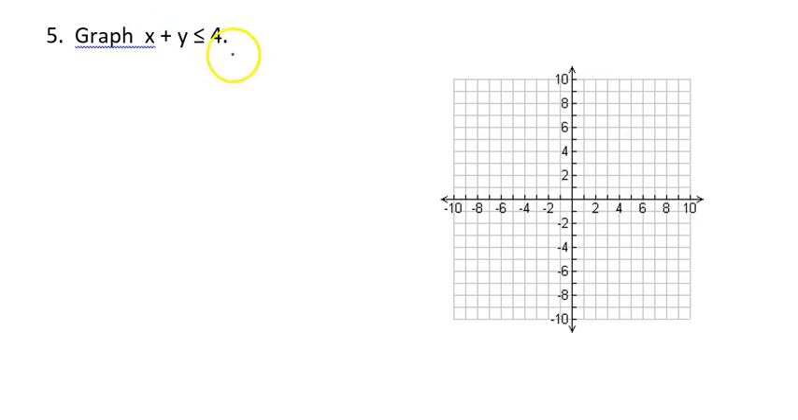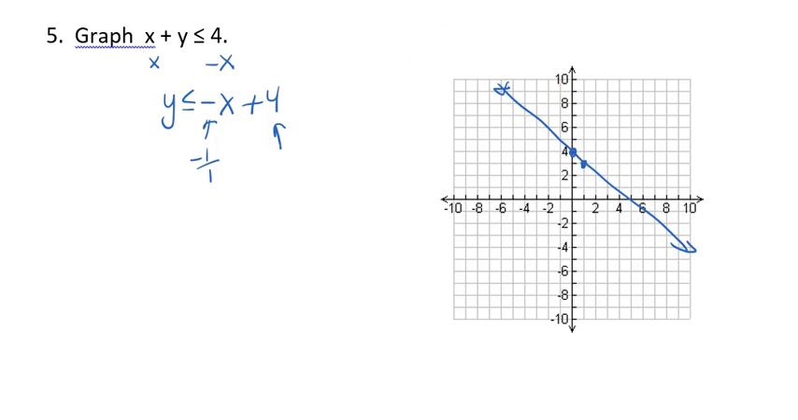Number 5 is in standard form, so I need to get the y by itself. So I need to subtract x. So I have y less than or equal to -x plus 4, because that's how we look at the slope. My y-intercept is the 4. The slope is -1, so you have to think of it as -1 over 1. So I'm going to go to 4 on my y-axis, and then I'm going to go down 1, right 1 to get that slope right. This is a solid line, so solid line for my picture. And then I'm going to shade below because it's y less than.